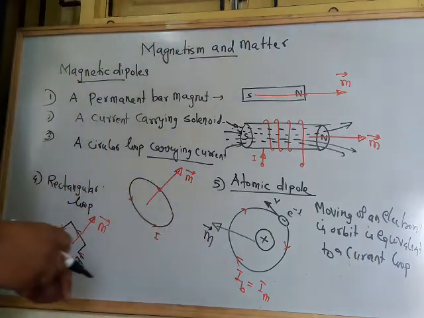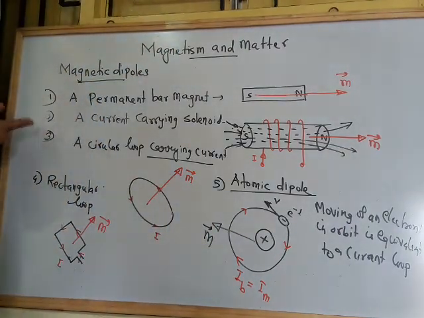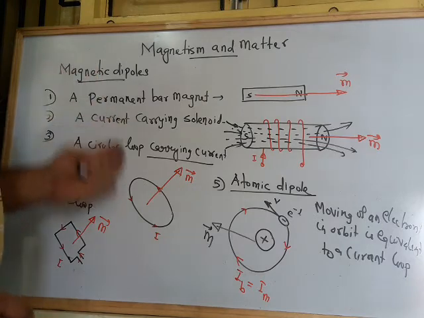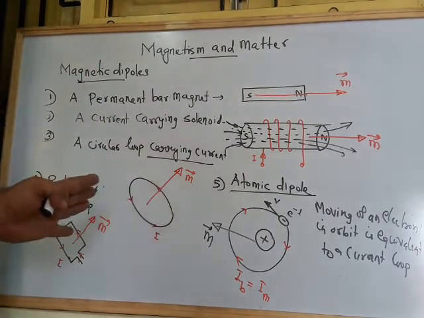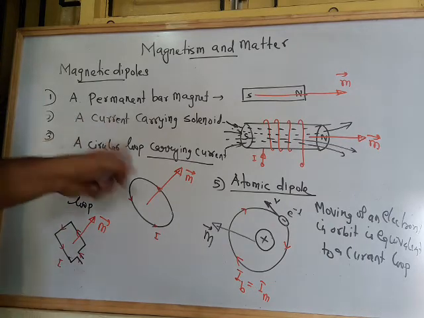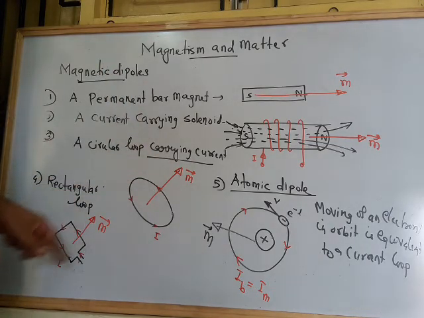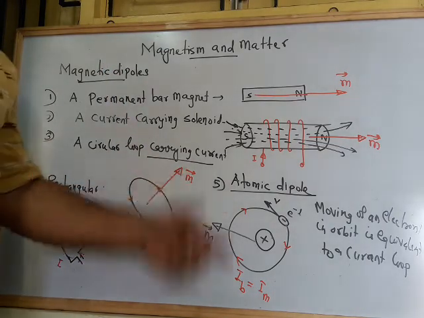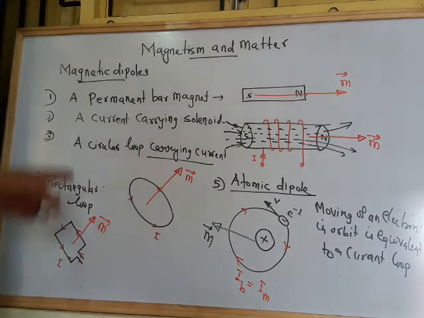So you all find that these five systems of magnetic dipoles you have seen now: the permanent bar magnet, a current carrying solenoid, a circular loop carrying current, a rectangular loop, and an atomic dipole. They are all behaving as a magnetic dipole.